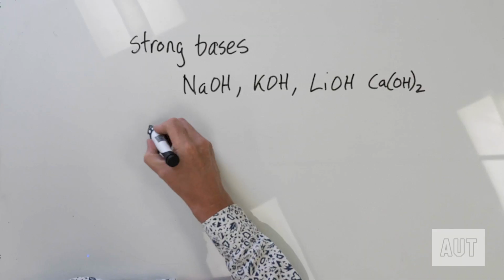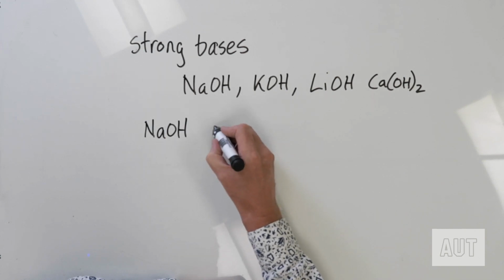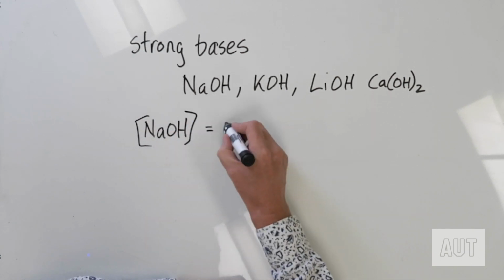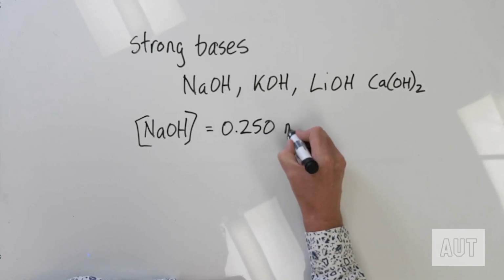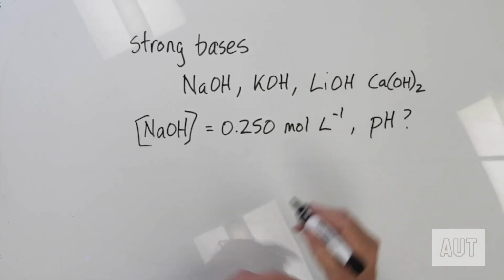Let's again do a little calculation. We've got a solution of sodium hydroxide, and the concentration of the sodium hydroxide is equal to 0.250 mole per litre. Okay, what is the pH of that solution? Now, there's a little trick to this. pH is all to do with the H3O+ concentration, isn't it? It's the negative log of the H3O+ concentration. But what we have here is an OH- concentration, not an H3O+ concentration.